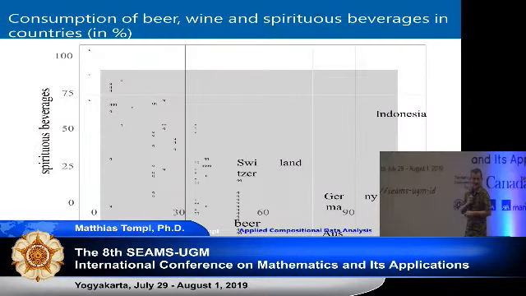So an example from before, this consumption of beer, wine, and spirits in countries. And what you see here, this is three-dimensional data. I just plotted 2 dimensions. And what we see here, there's no data point in this area. It cannot be because it's constrained to 1 or to 100. So if you have more than 100%, it is not possible.